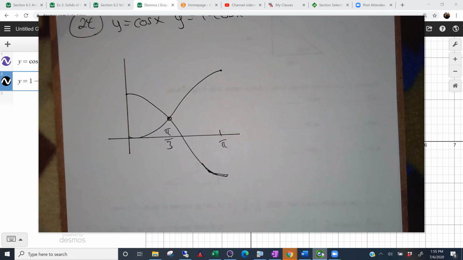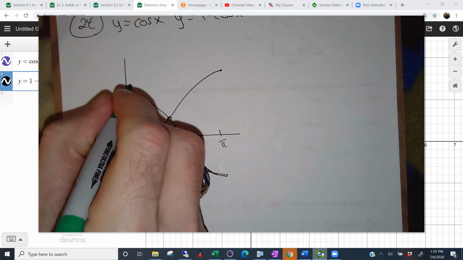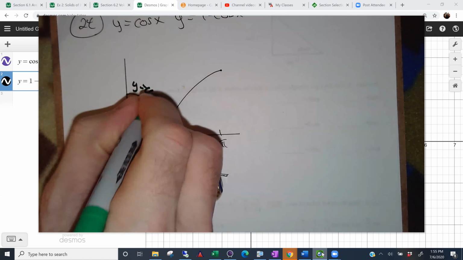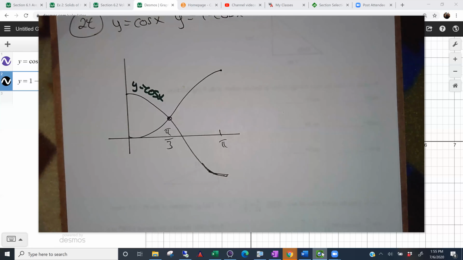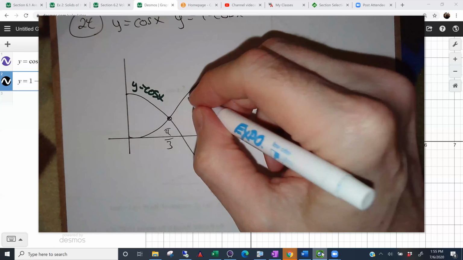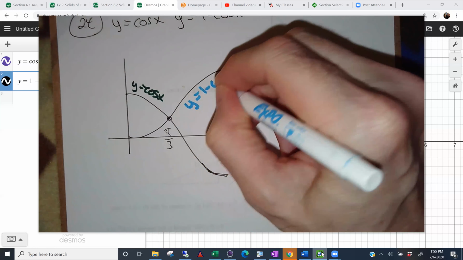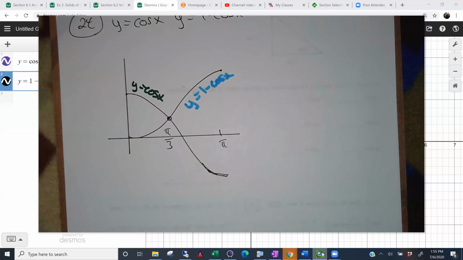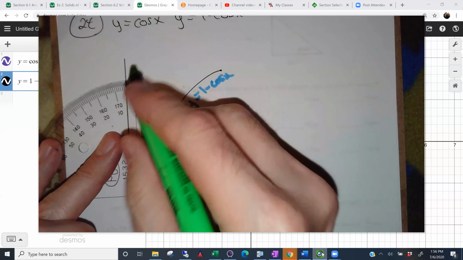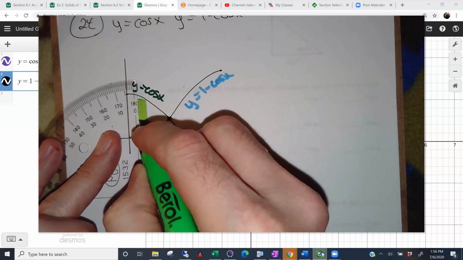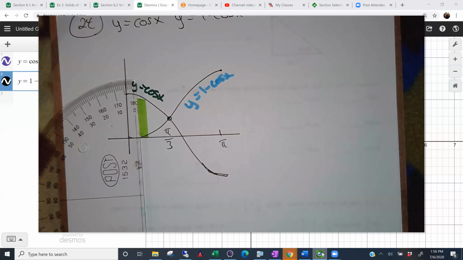So this first function here, this top one here, is y equals cosine of x. And then the other function here is y equals 1 minus cosine of x. I wish I would have drawn that someplace else. It's okay. So kind of like our previous problems, we need to find the area of one slice here, like that.